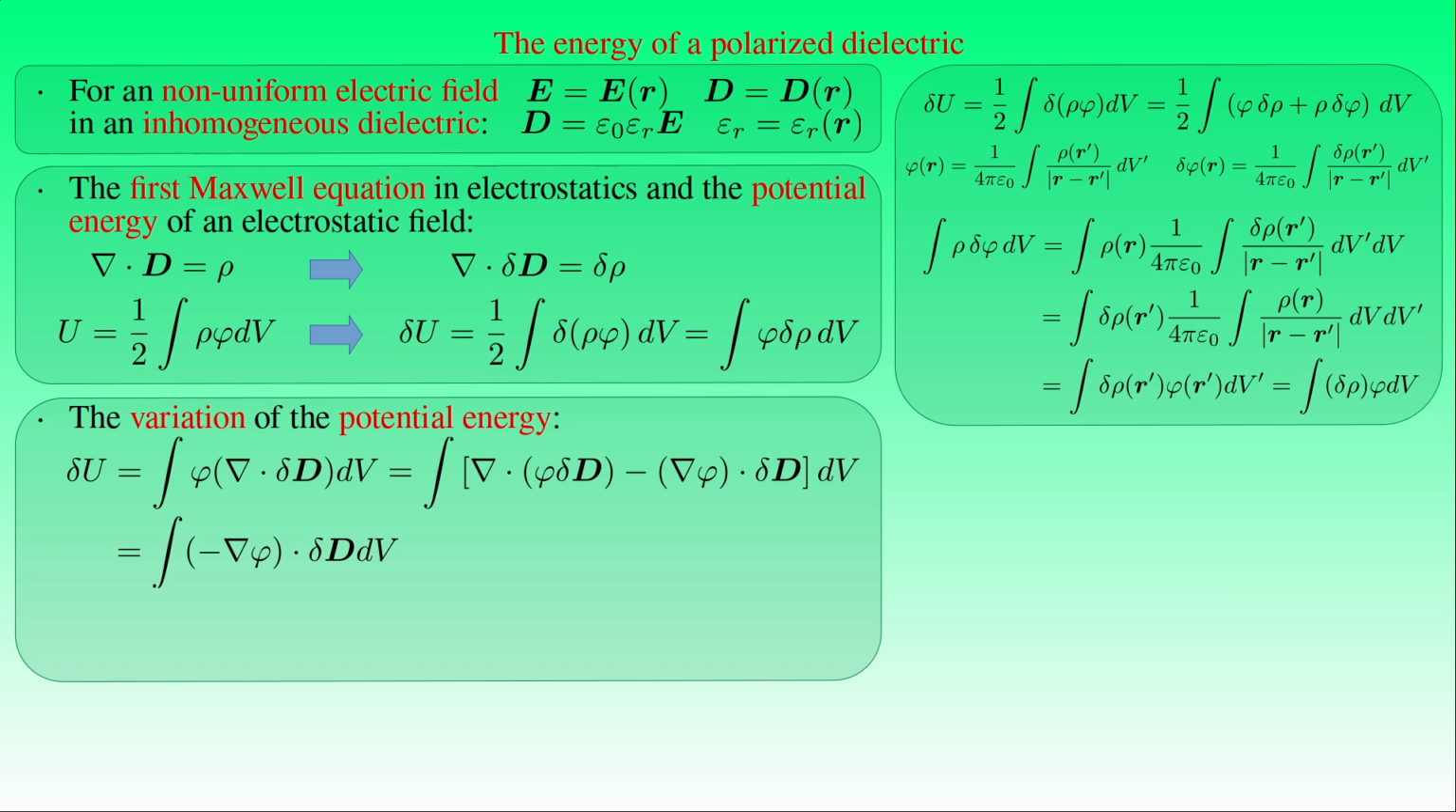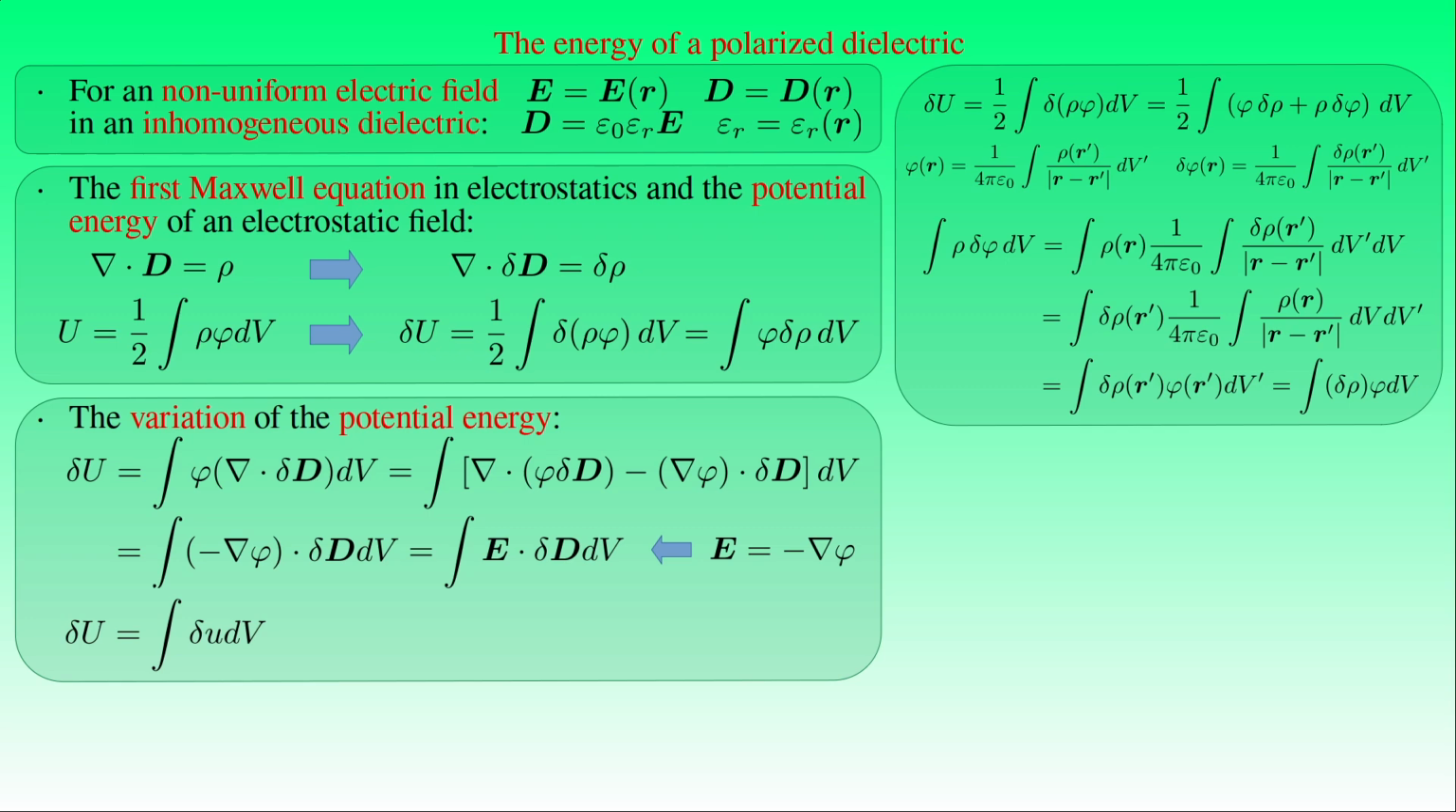By definition, the negative gradient of the electrostatic potential phi is equal to the electric field strength E, which can be substituted into the volume integral, and the integrand becomes the dot product of the vectors E and delta d. At the same time, the variation of the potential energy U can also be expressed as the volume integral of the variation of the energy density U of the electrostatic field.